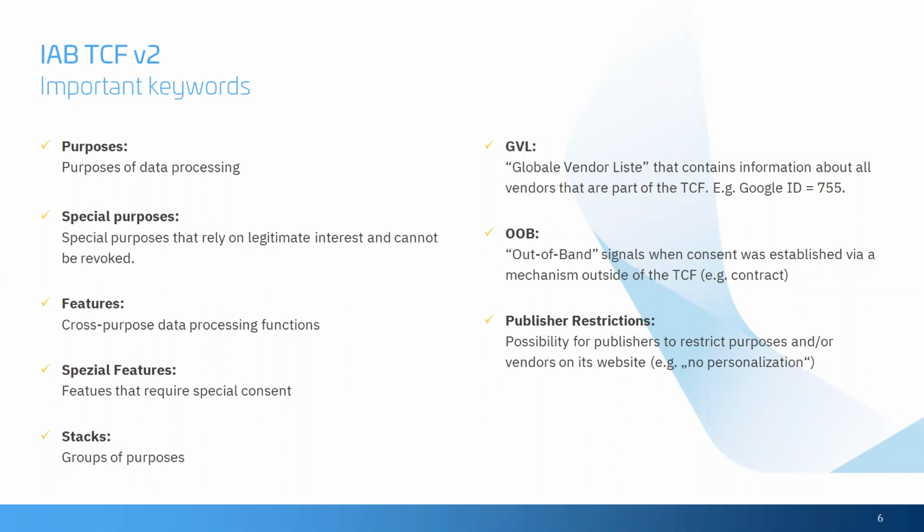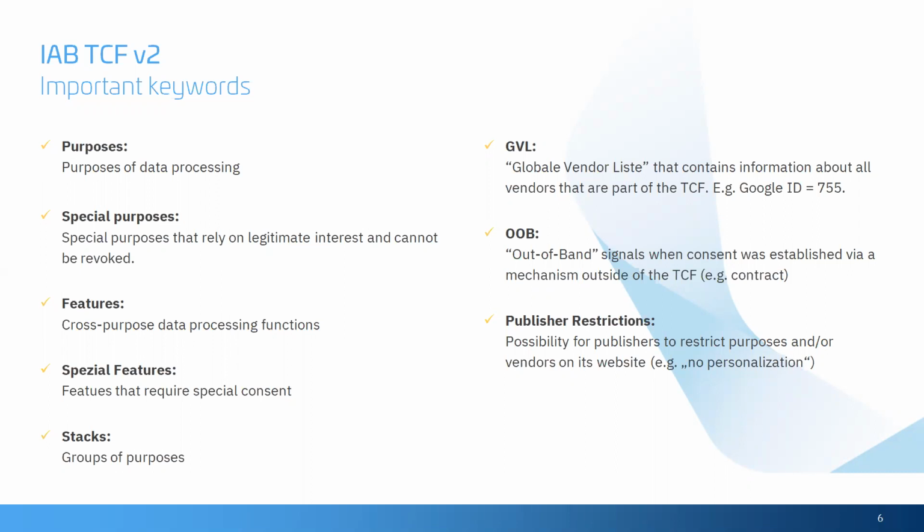Features are data processing that is across several purposes, and special features are features where the IAB felt that this data processing is, let's say, too sensitive for the user, and therefore these special features require an extra consent. Then we have stacks. Stacks are simply a group of purposes. We have the GVL, the global vendor list. It contains the information about all the vendors that register with the IAB. Then every vendor gets an ID, and some details about the vendor are in there.